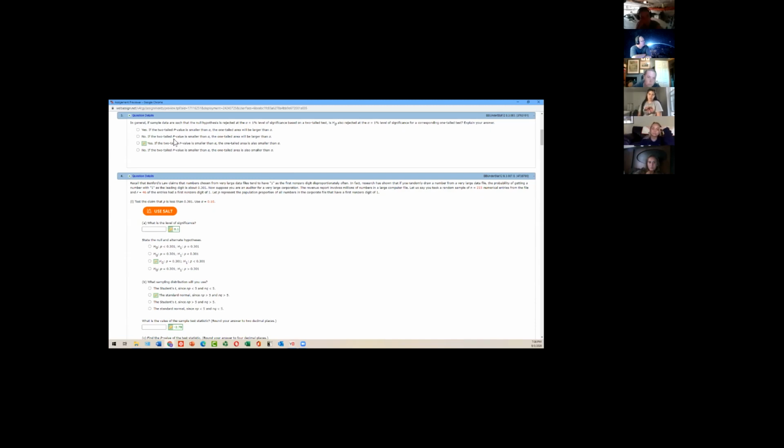In general, if a sample data are such that the null hypothesis is rejected at the 1% significance level on a 2-tailed test, is H naught rejected at the 1% significance level for the corresponding 1-tailed test? And that is a good question because I didn't talk about that. If you do a 2-tailed test, p-value has to be smaller than alpha. If you do a 1-tailed test, the area is also smaller than alpha.